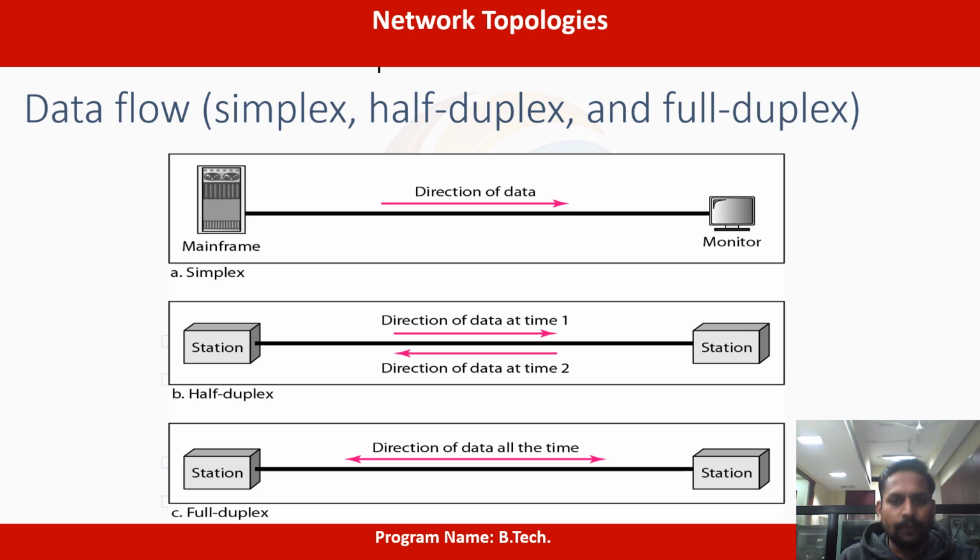Then the data flow. Now we are able to transfer data from one machine to another, but we don't know in which way these machines will be working. Whether those machines can only receive the data, or only send the data, or do both send and receive. Based on these activities, the devices are simplex, half duplex, and full duplex. What is simplex? If you are using simplex data flow, the machine can either send the data or receive the data, but it won't do these two operations at the same time.